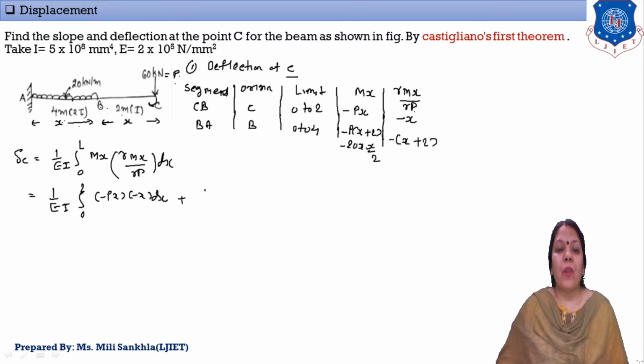Now second, 1 by EI, but here EI is given as 2, so mention here 1 by 2 EI. Then limit of 0 to 4.